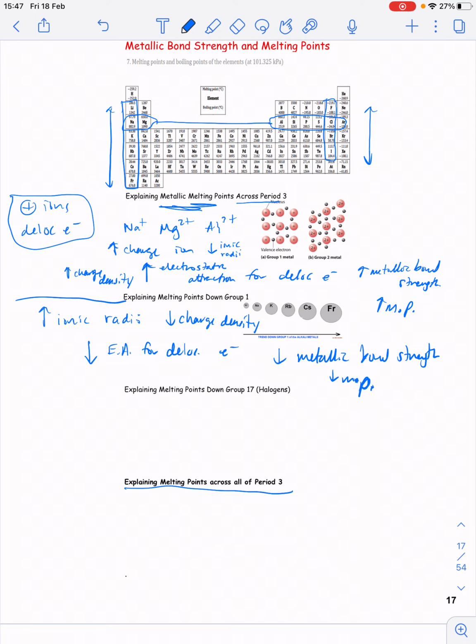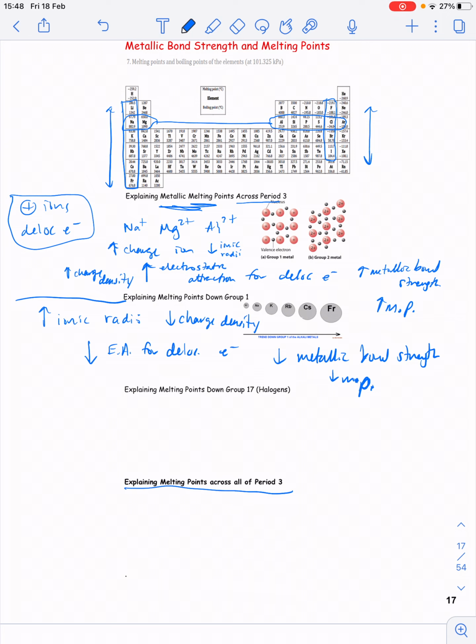So trends that involve metal elements have to be focused on their metallic bonding, which means they really have to be focused on the metal cations and what's happening to their charge, their size, their charge density, because that has a direct impact on how strong the metallic bonds are.